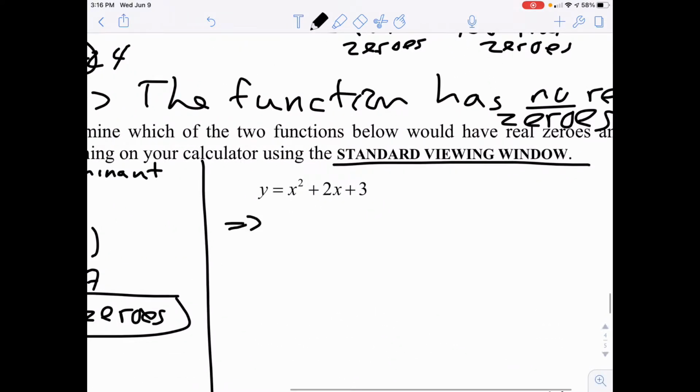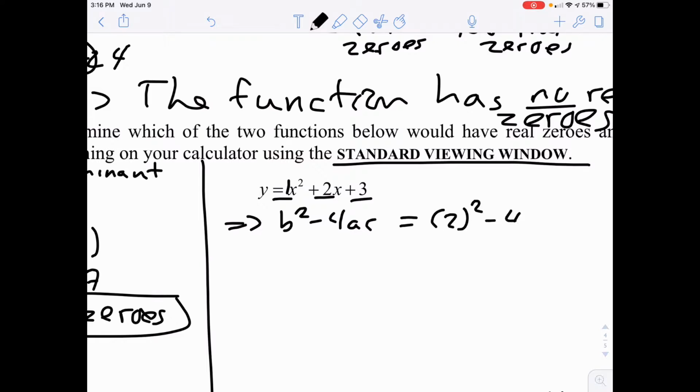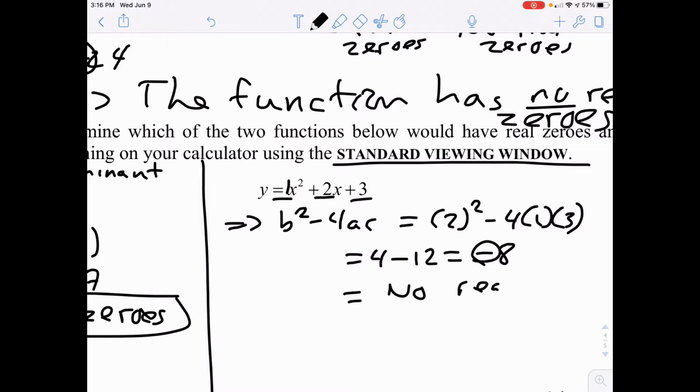Here, b squared minus 4ac. So a is 1, b is 2, c is 3. So we're going to go 2 squared minus 4 times 1 times 3, which is 4 minus 12, which is negative 8. Again, the 8 doesn't matter. The negative does. No real zeros.